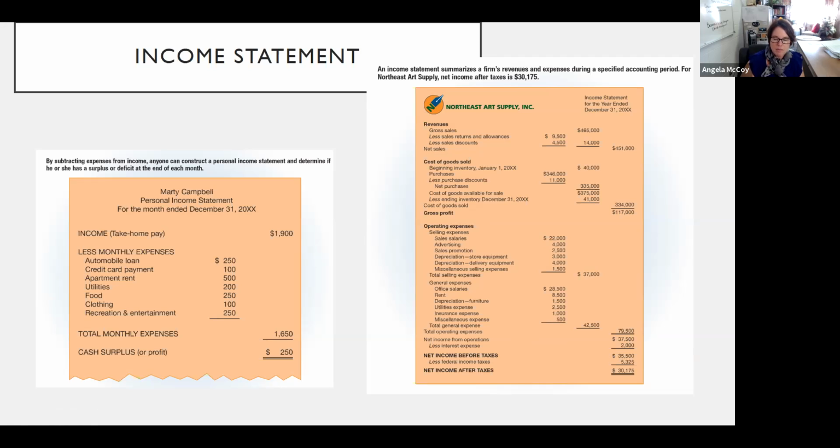Northeast's federal income taxes are listed right here at $5,325. Although these taxes may or may not be payable immediately, they are an expense that must be deducted from the income. So this actually leaves Northeast with a net income of $30,175. This amount may be used to pay a dividend to your stockholders, retained or reinvested by the firm, or used to reduce the firm's debt, or possibly all three.